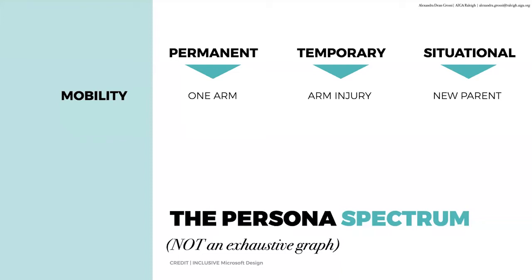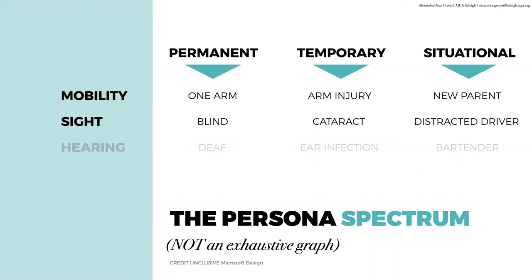And this one I relate to a lot: a situational disability could be a new parent who's constantly holding a baby and only has one arm free. So if you design for a person that only has one hand available to them, this is a spectrum in which your design could help many people. So this is for sight: either you're blind, or you have cataracts and haven't had cataract surgery, or you're a distracted driver.